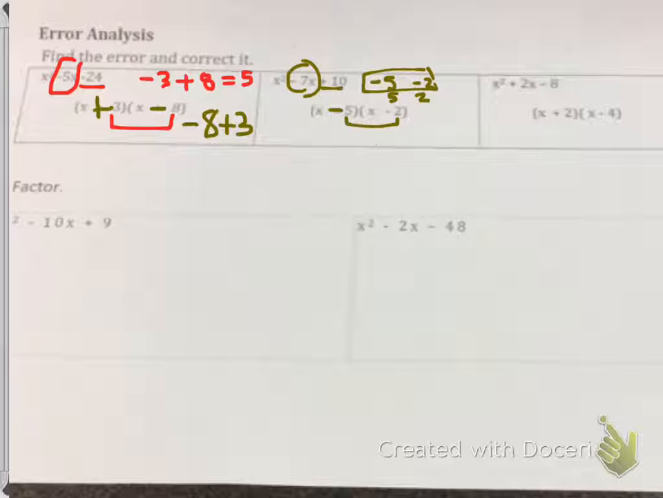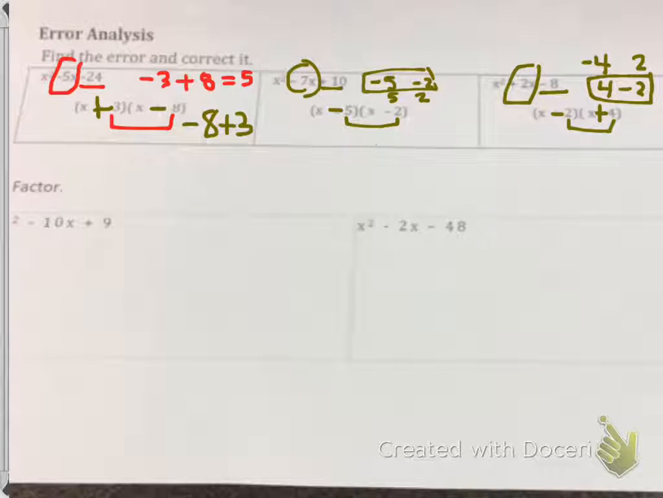One last example of finding the error. My two numbers have to multiply to a negative 8, which they do, and they have to add to a positive 2. So let's think about multiplying to a negative 8. You could have negative 4 and 2, or you could have 4 and negative 2. I need them to add to a positive 2. To get them to add to a positive 2, I actually need a positive 4 and a negative 2. So in this case, I'm going to have to change both signs.